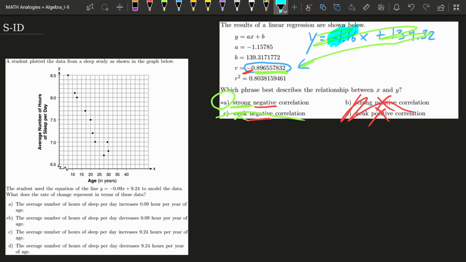Also, we could kind of already know that it was a negative slope. So we double know that it's supposed to be negative. We have two ways to know that it's supposed to be negative.